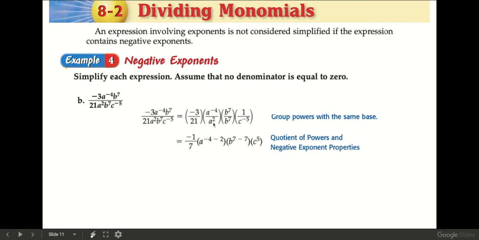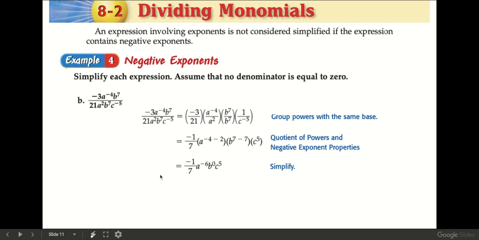A to the negative fourth over a to the second, right? So again, quotient of powers rule, right? So just subtract their exponents, negative 4 minus 2. Again, here, same base, subtract their exponents, 7 minus 7, which is going to give me b to the 0. And here, again, we can do the reciprocal, right? So we're going to move this to the top of the fraction to make it a positive exponent. So it's just going to be c to the fifth. And then I'm going to go ahead and write this as negative 1/7, or 1 over 7. A to the negative sixth, b to the 0, c to the fifth.